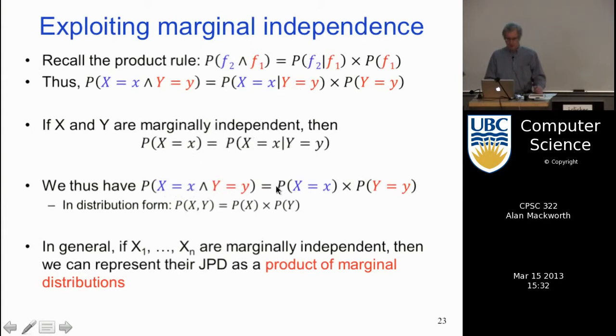So we have this statement here, this is absolutely key, of course, that if you have two independent events, their joint probability is the product of their individual marginal probabilities. And in general, of course, if you have X1, X2, up to Xn events, then their JPD is the product of their marginals.